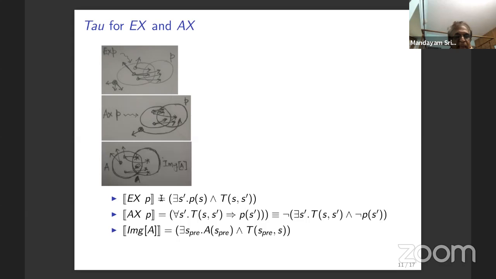So both EX of P and AX of P compute pre-images with some constraints. The image under T is a forward image, okay? So here, that's why you quantify out the pre-state. This is just the set of all successors of elements in a set A. It's also expressed as existential quantification, but this is a post image. That's the difference, that's all.